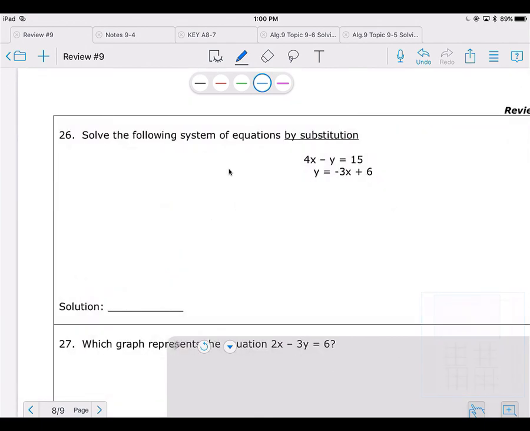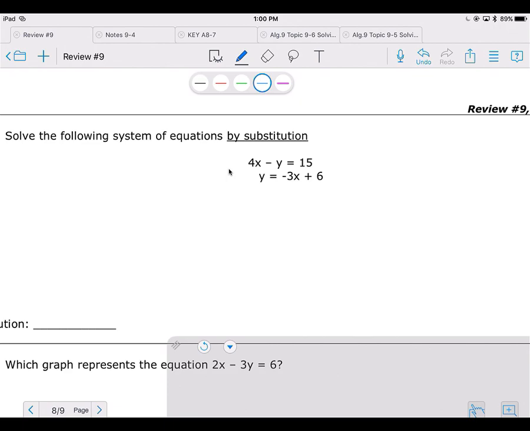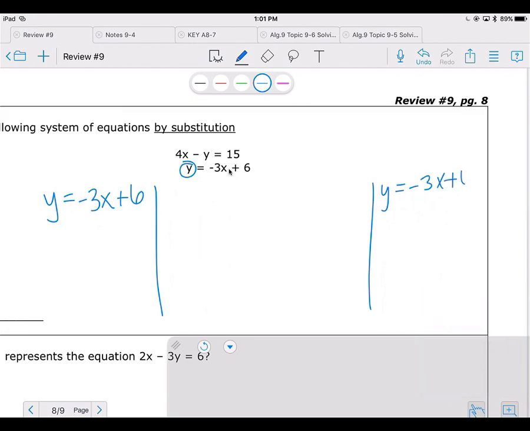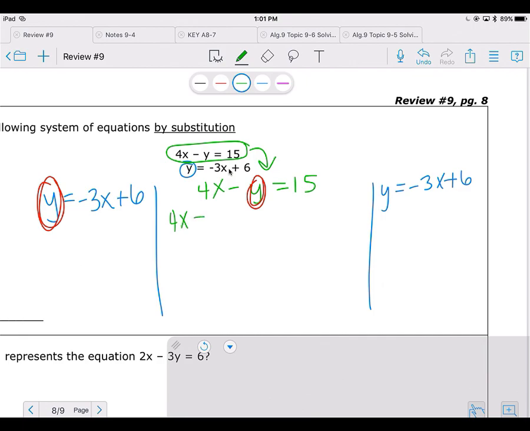Problem 26 asks us to solve using substitution. So my bottom equation already has something solved for y, so I make my substitution sandwich. I use the same bread on the outsides. The meat of my equation comes from the other equation. On my bread, I have solved for y, so in the meat, I am going to leave parentheses in place of y and replace y with what y equals, which is -3x plus 6, and solve from here.